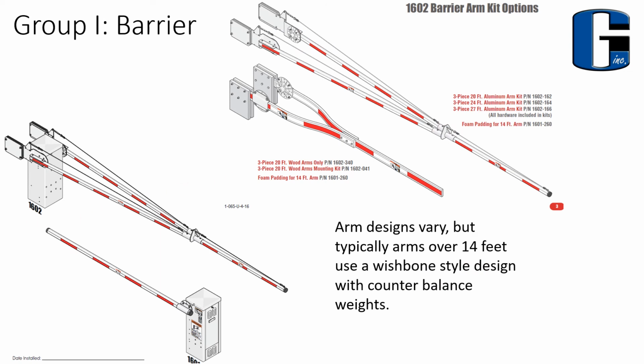Arm assemblies for barrier gates depend on the gate size. Typically, single arm applications generally go up into the 14-16 foot range. That is model and make specific. Anything bigger than that is usually going to be a wishbone or a double arm assembly. These kinds of arm assemblies, depending on the make and model, can go up as far as 30 feet possibly.